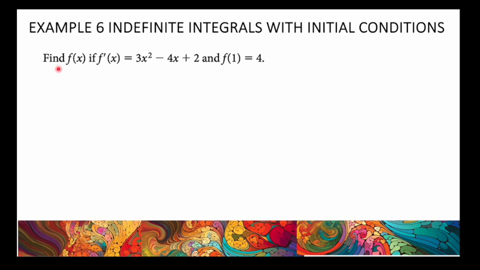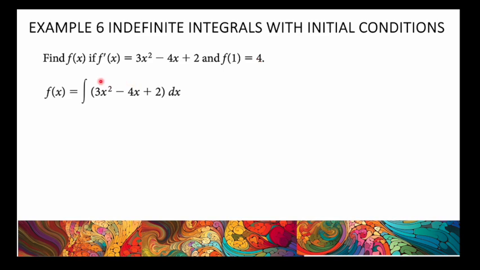So this is going to give us an example of where we have some kind of initial condition. We're going to have a function where the derivative is 3x squared minus 4x plus 2. We're also given another piece of information, and this is what is going to help us find that value of c.